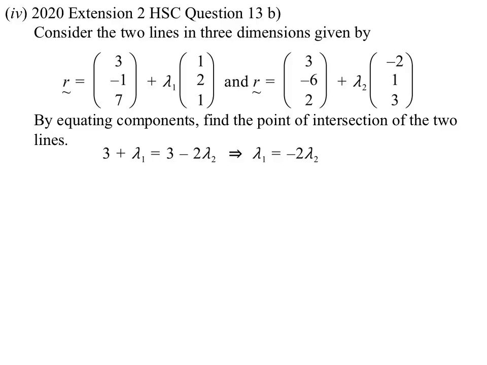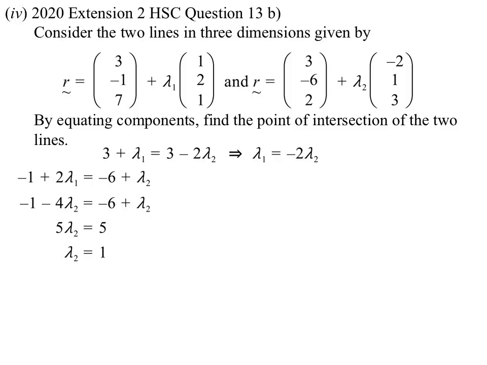Now let's look at the y component. Negative 1 plus 2 lambda 1 is negative 6 plus lambda 2. But hang on, we just said lambda 1 was negative 2 lambda 2. I've now got a value for lambda 2 equals 1. But does that mean that's the point of intersection?